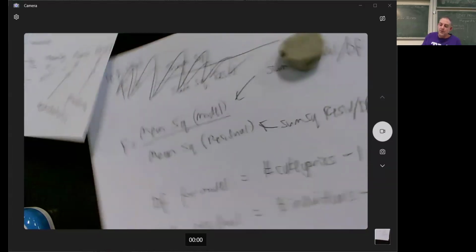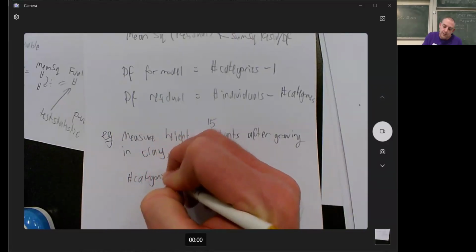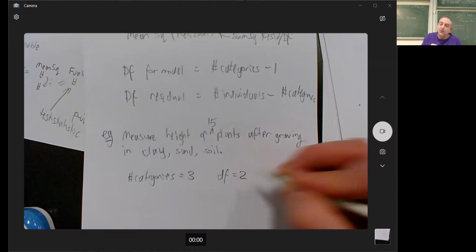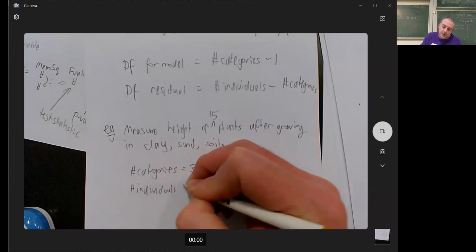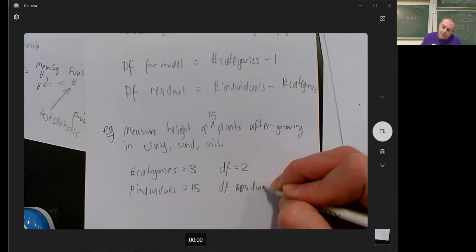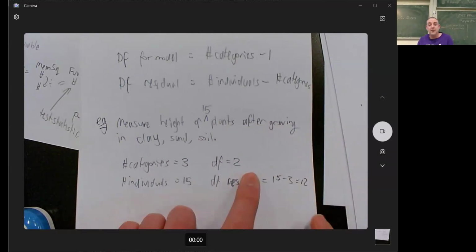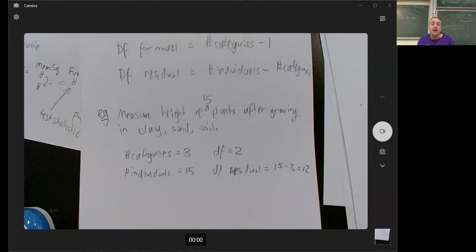And so then you would say that the number of categories is 3. And so therefore the degrees of freedom that goes with the categories is 2. And the number of individuals is 15. And so the degrees of freedom for the residual would be 15 minus 3, which is 12. And you can check it. These two numbers should add up to 1 less than the total number of individuals, which they do. They add up to 14. So that's right. Yeah. So that's degrees of freedom. You can figure them out from the story.